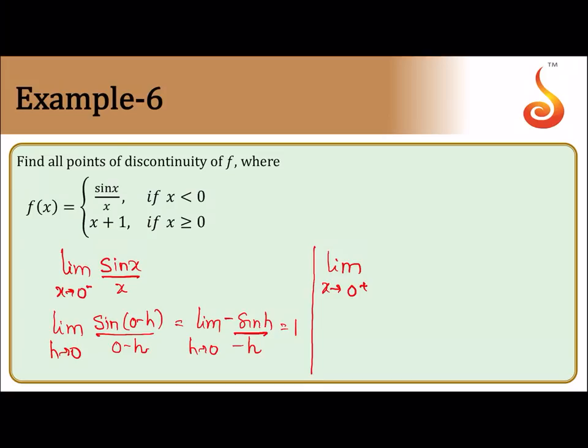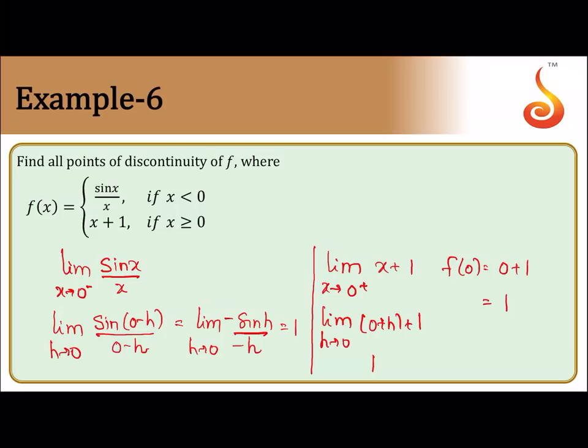Right hand limit. So limit x tending to 0 plus, you get x plus 1. So limit h tending to 0, you write 0 plus h plus 1, again you get 1. So what we find, left hand limit is equal to right hand limit. And what is the value of the function? You have to take f of 0 equal to 0 plus 1, which is equal to 1. So function is continuous. There is no point of discontinuity.